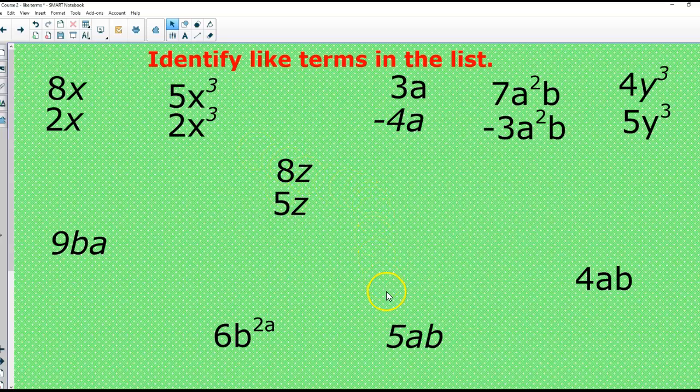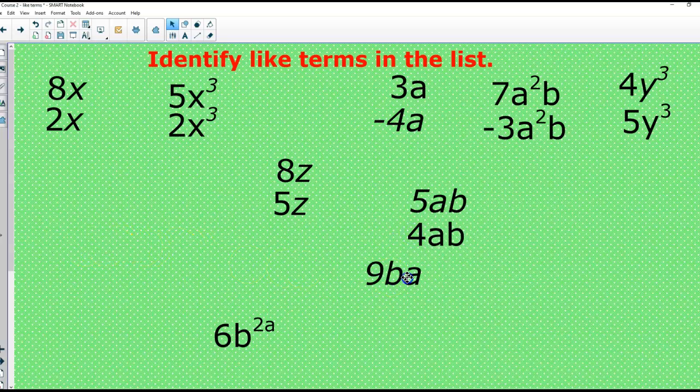Okay. And lastly, I have a 5ab. So I'm looking for an a and a b with no exponent. So this one seems to go with it. And whether or not you realized it, this one goes with it. It has a b with no exponent and an a with no exponent. So they match up. So this one has a group of 3, and this one down here does not match with anything. Okay? So there are my like terms that are matching up.